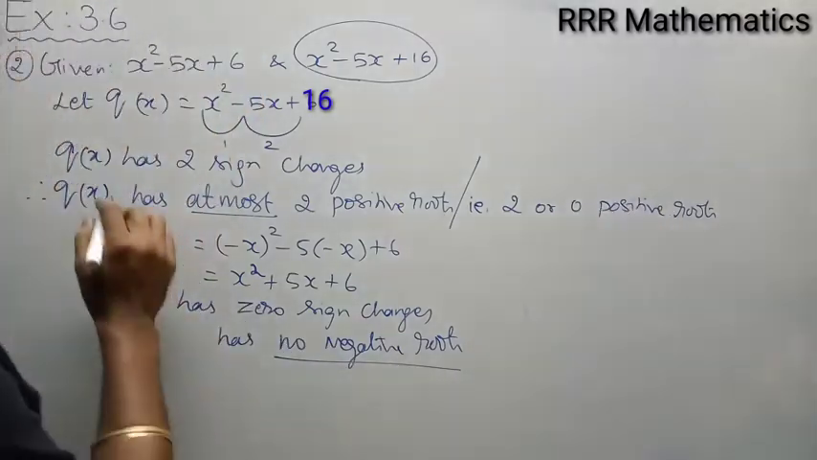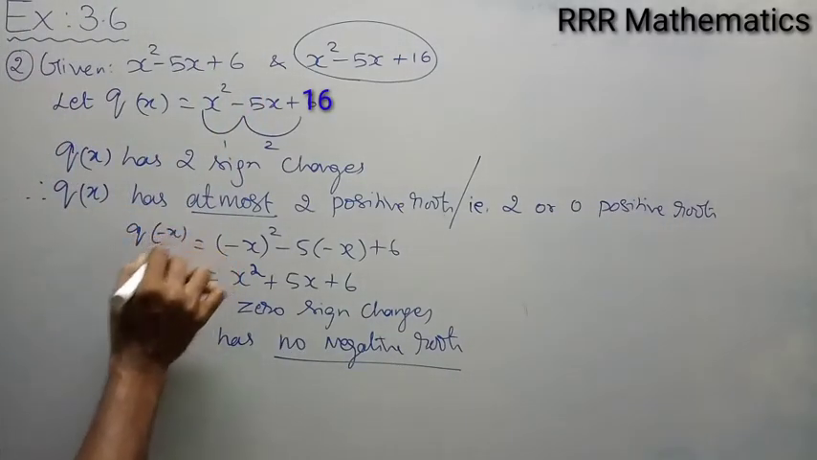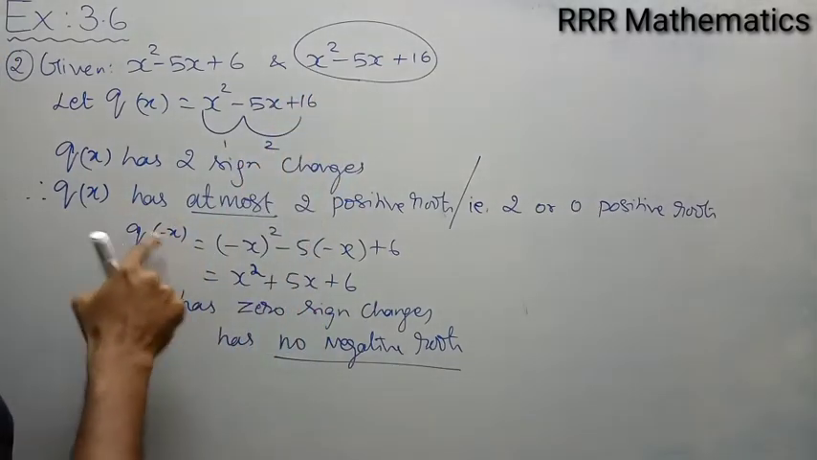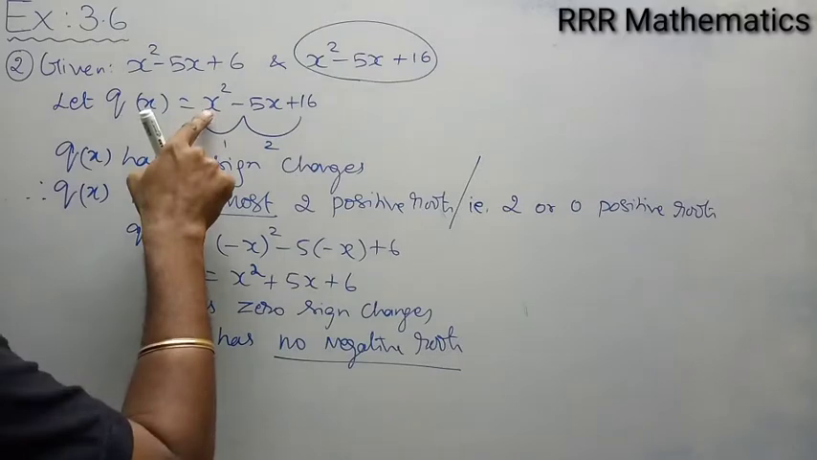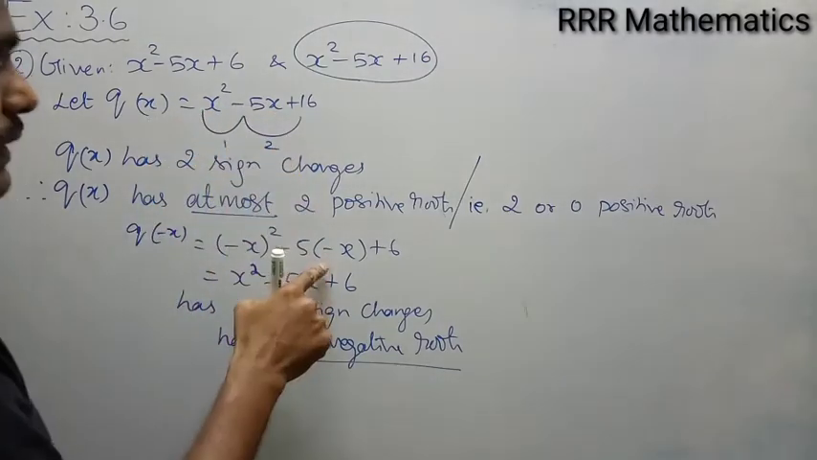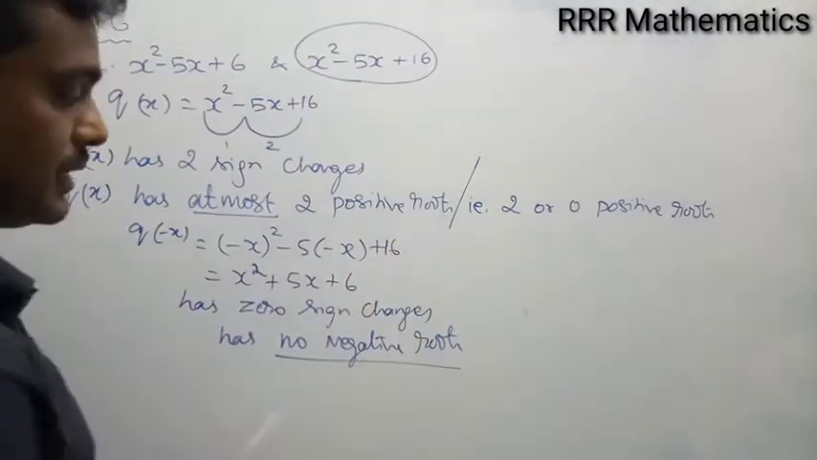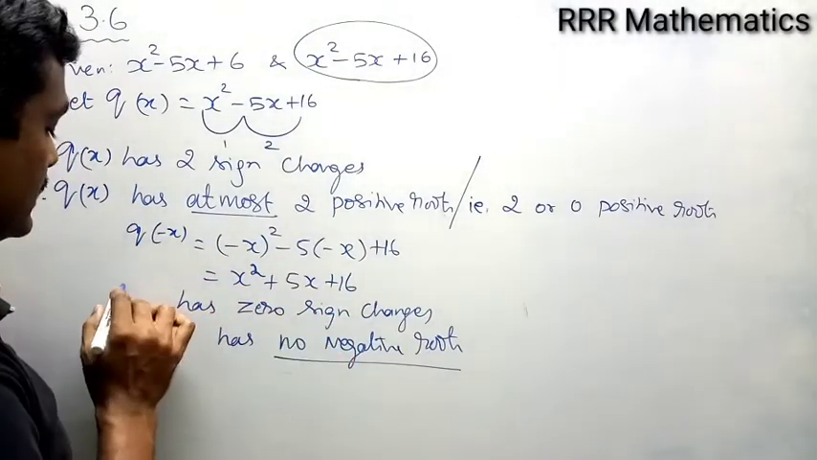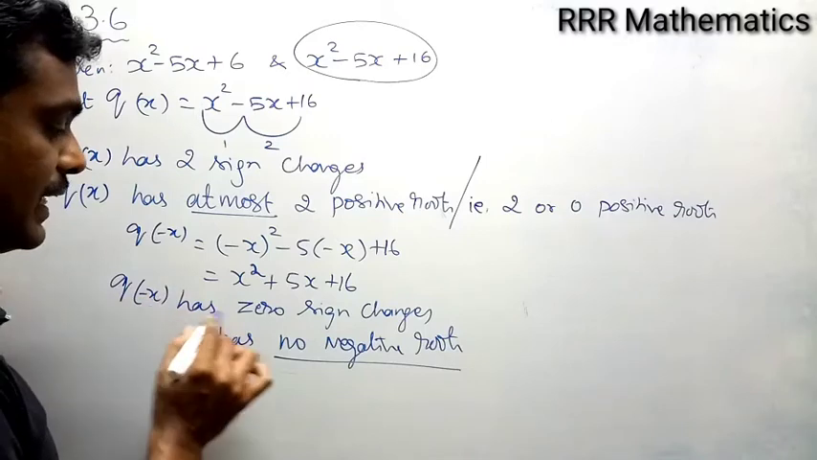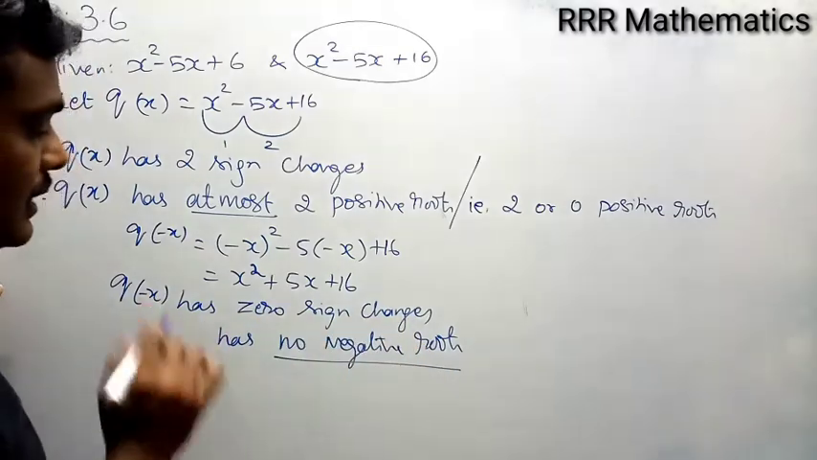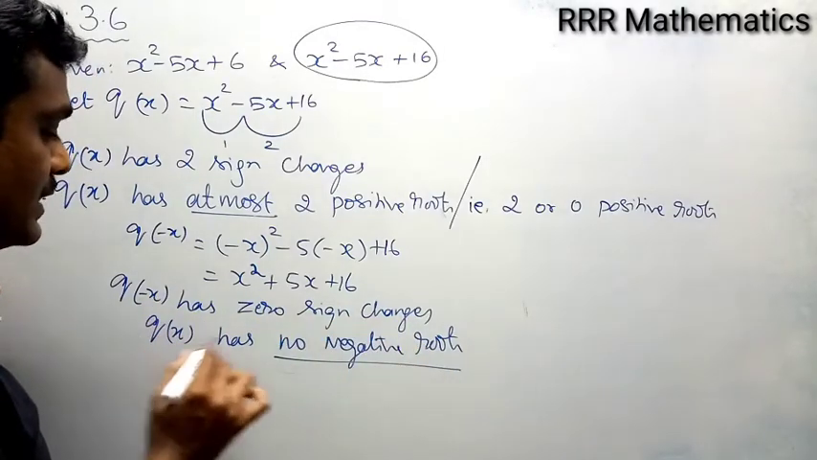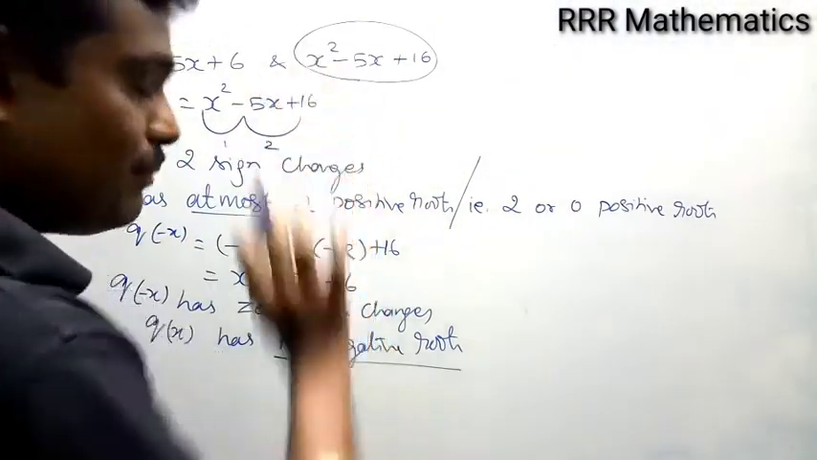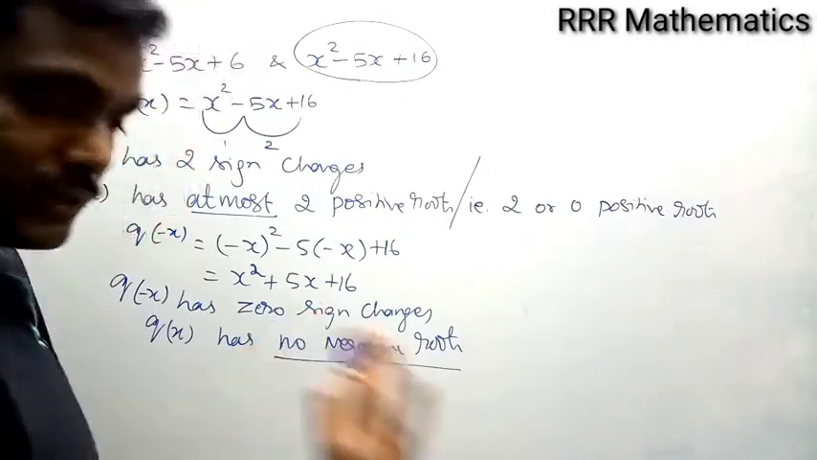2 minus 2. Q of minus x. Replace, I have 16, sorry, 16 no change. Q of minus x: replace x by minus x. Minus x whole square minus 5 into minus x. It will be 16, and this is x square plus 5x plus 6. In this case, Q of minus x has 0 sign changes. So it means Q of x has no negative roots. So it is very clear that in the second polynomial also there are no negative roots.